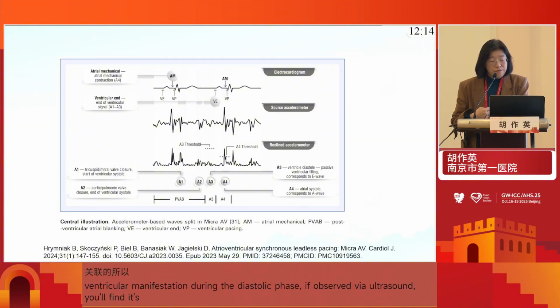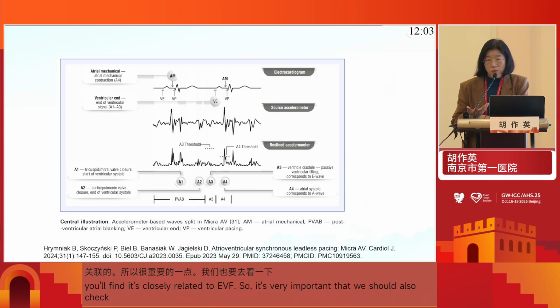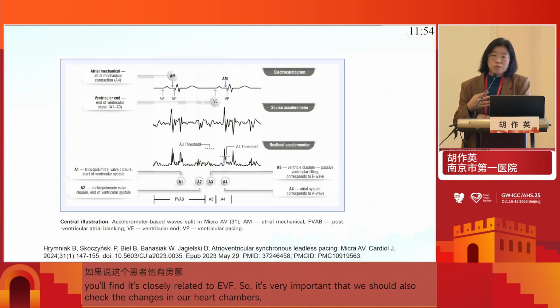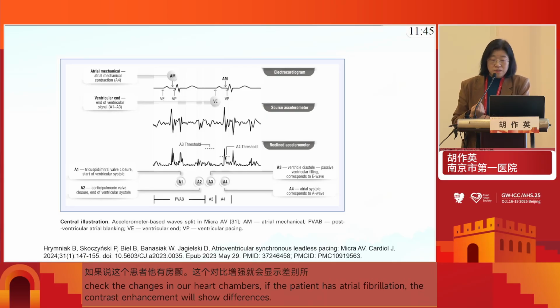And the A4 is the atrial mechanical contraction. It's the positive contraction of the ventricular filling. We all know that if the patient has atrial fibrillation, the atrial contraction will be lost, so we can't find the A wave in the echo. So it's very important that it marks a period of time.